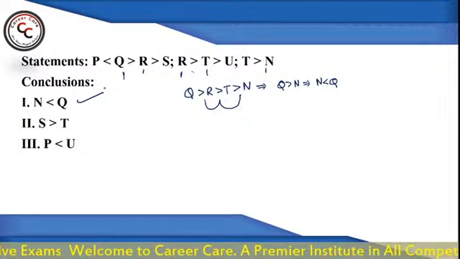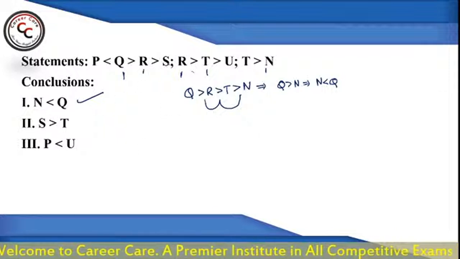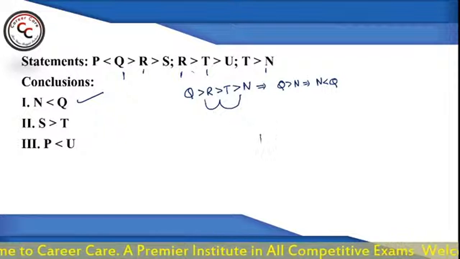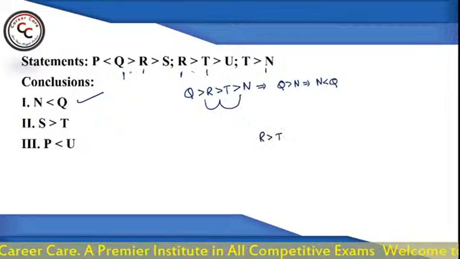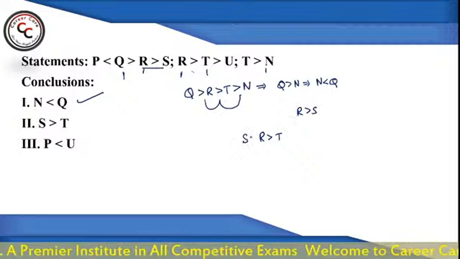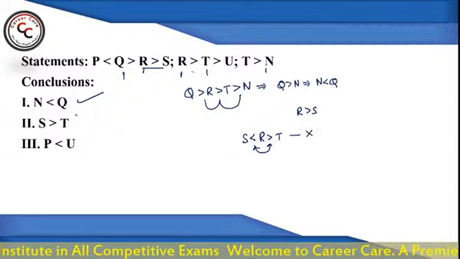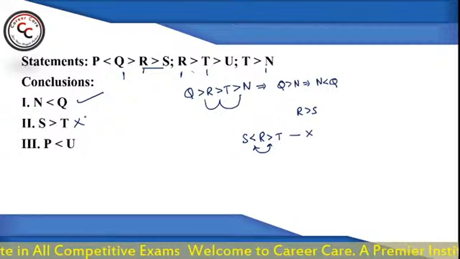Similarly, look at conclusion number 2. S, T. R is connected with S. R is connected with T. So R is greater than T. R is greater than S. In reverse, S is less than R. So greater than and less than, opposite symbols, no result. So second conclusion will be false.